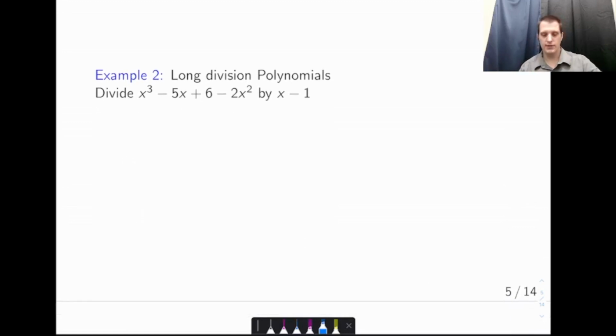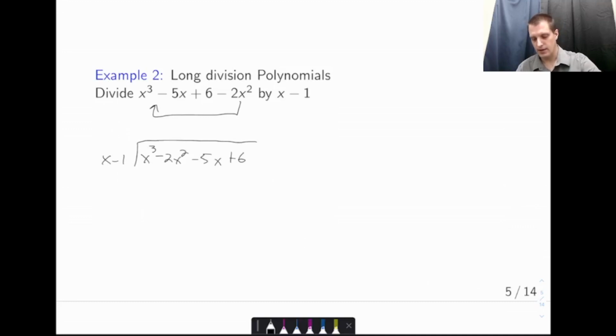Okay, so long division. So first off, we need to rearrange this. This is not in the proper form. So we're going to have our x minus 1. I'm just going to hold off on making the house for now. x cubed minus 2x squared minus 5x plus 6.